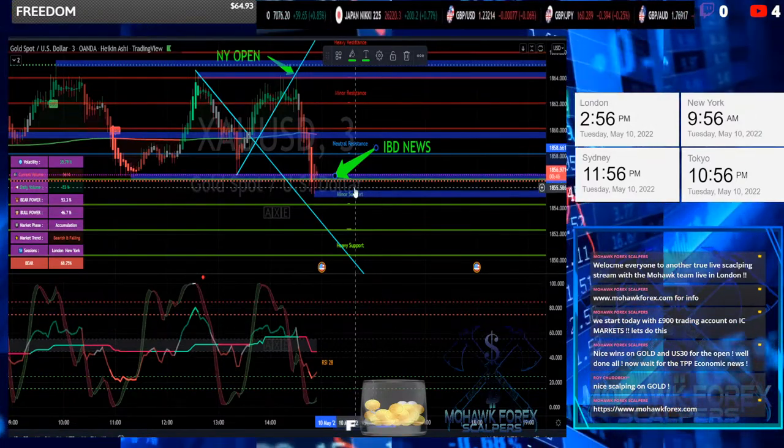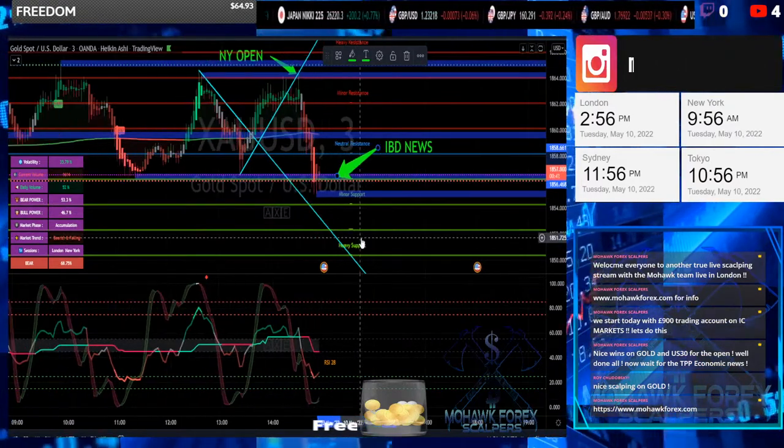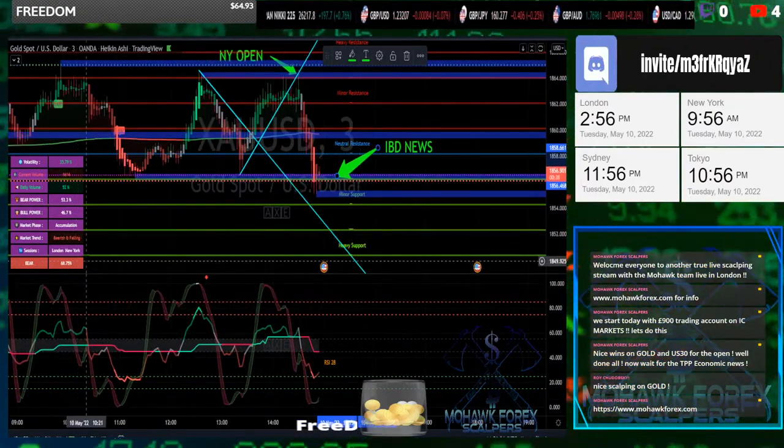Zone at the bottom is a support. You've got the breakout zone. You know, RSI is curling up. Stochastic's curling up. Momentum could be running out on the bear run.